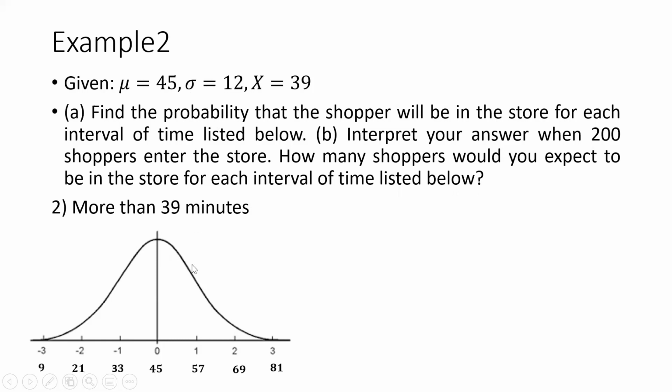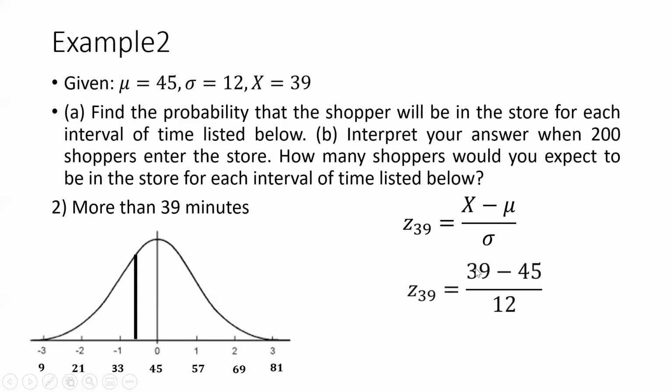Okay? So 39 is between 33 and 45, or negative 1 and 0. So that is somewhere here. We need to find the exact location of this 39 in the standard normal distribution. Using the formula, our x is 39 minus the mean 45 over 12. Computing this, the z is equal to negative 0.5. So the z-score of the score 39 is negative 0.5.